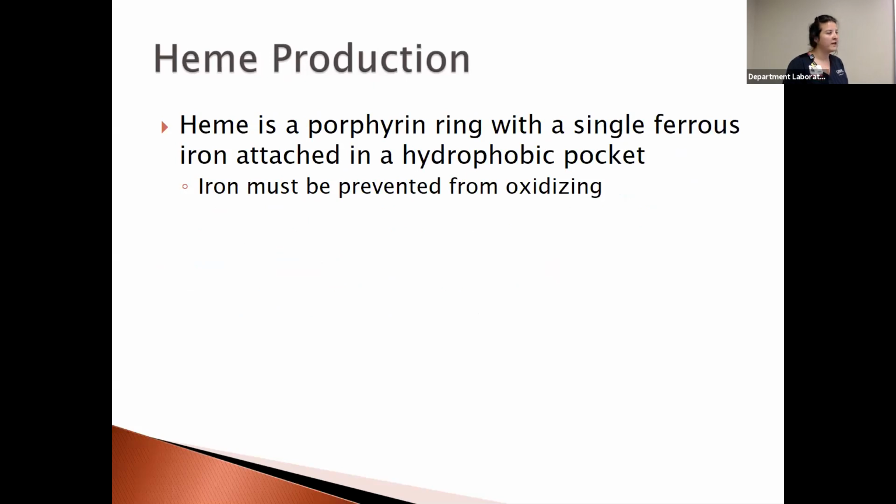If you think about what heme is, it's a porphyrin ring. It has a single ferrous iron attached. That protoporphyrin ring is going to form a hydrophobic pocket, and that's where the heme is going to be incorporated. That's just because we don't want iron to be oxidized. Some of you might have seen a rusty nail; once that iron is oxidized, it starts breaking down and forms that rust. We don't want our body's iron to do that, so it has to be protected from oxidation.